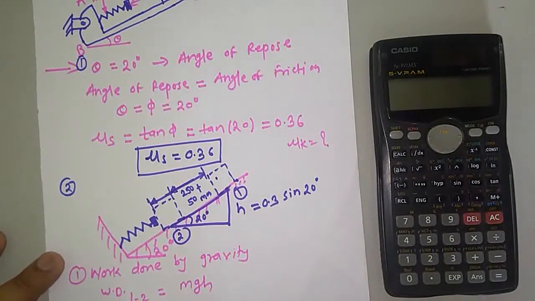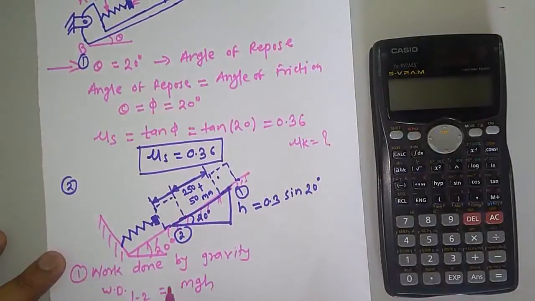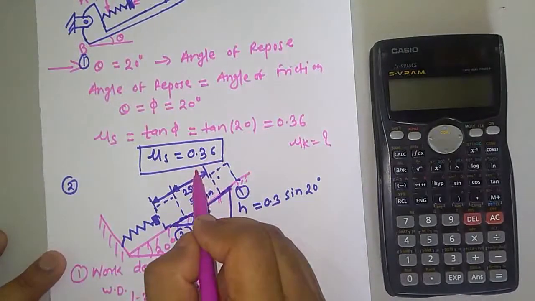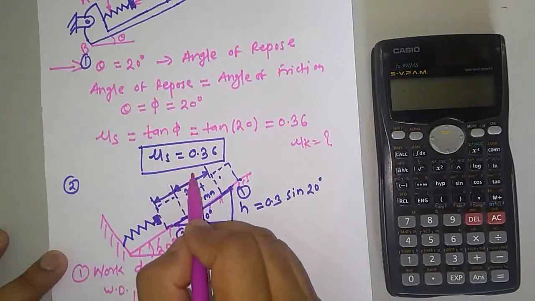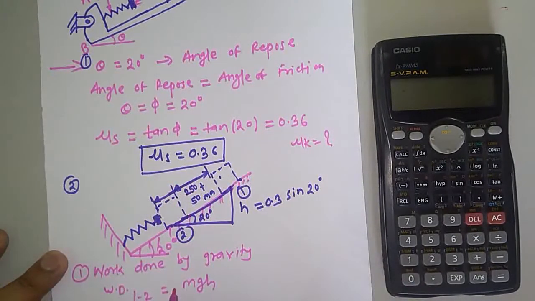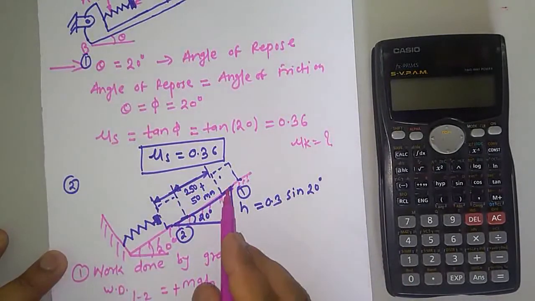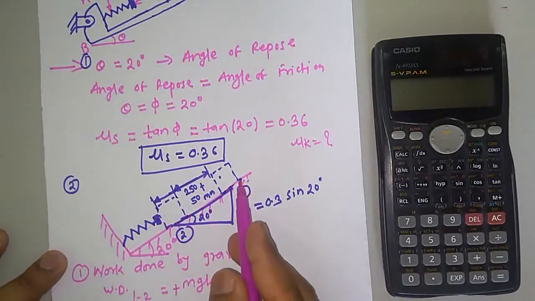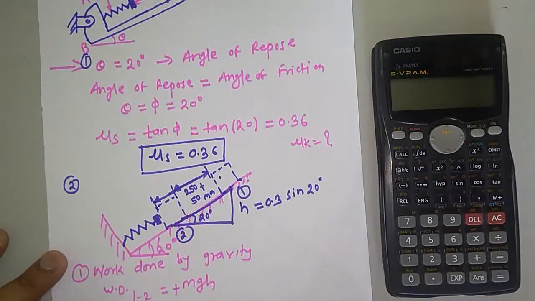Okay, mgh. So whether it is positive or negative? Positive. Why? Because it is moving downward. It is moving downward, so it is positive. The gravity force is downward and the motion is also downward, that is why it is positive, right?